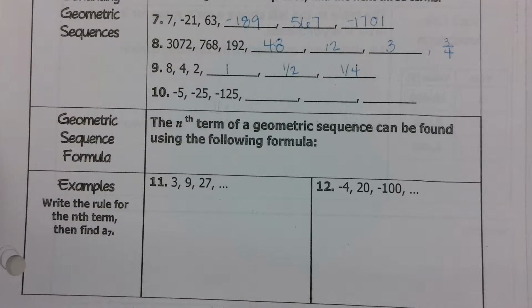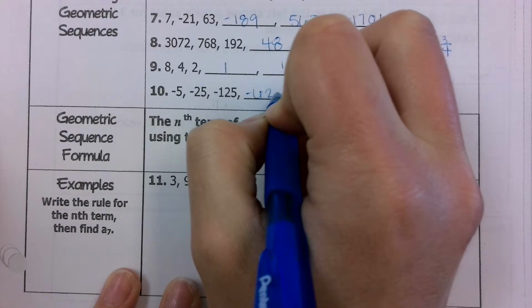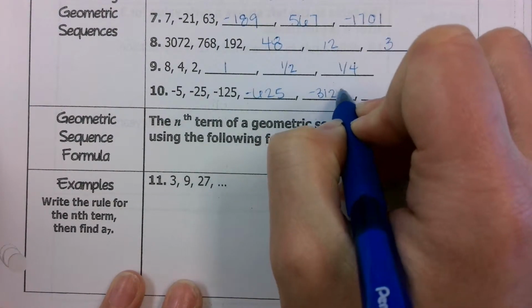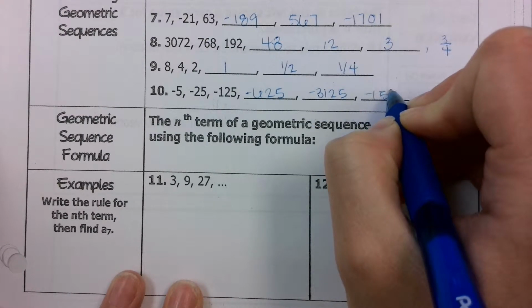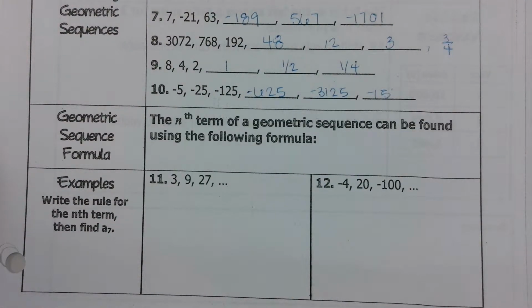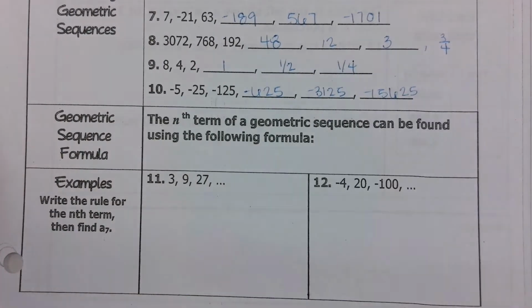And the last ones there, we've got negative 5, negative 25, negative 125. What are they doing? Times negative 5. So what's negative 125 times negative 5? Times negative 5 again. Times negative 5 one more time. Is it 265 or 625? 625. That's okay. Questions on any of those?